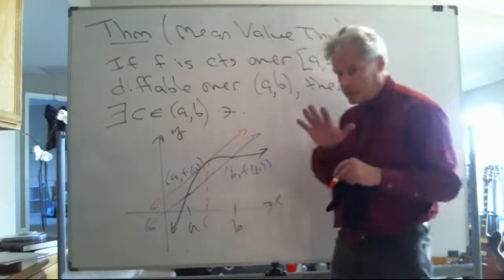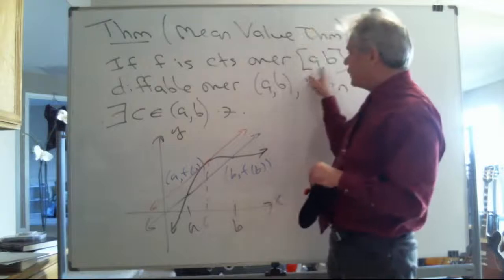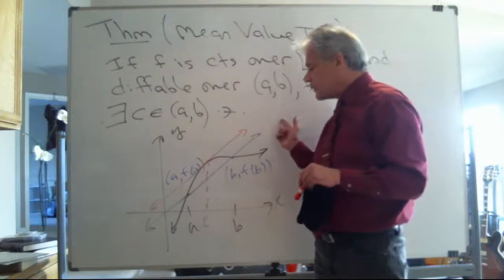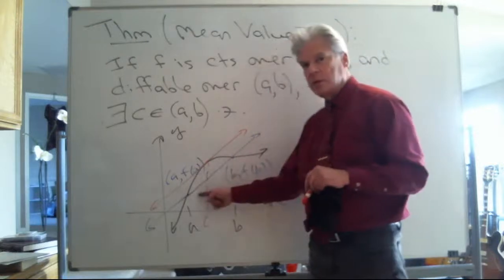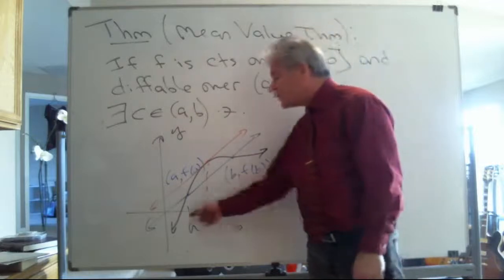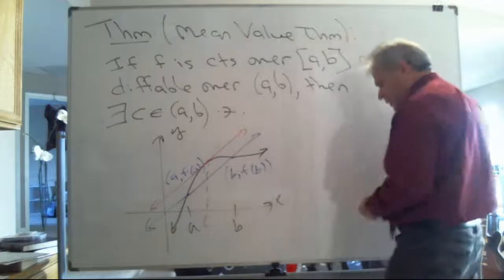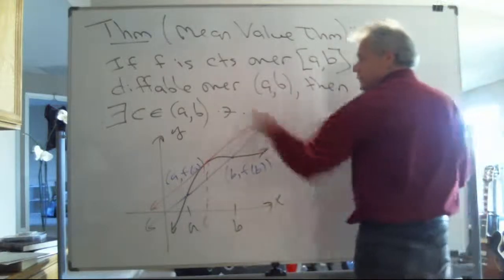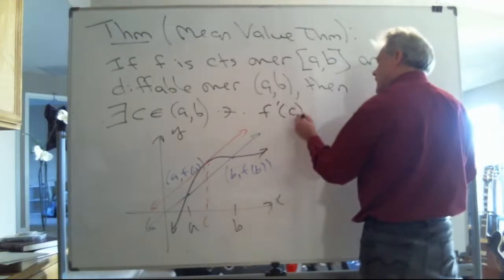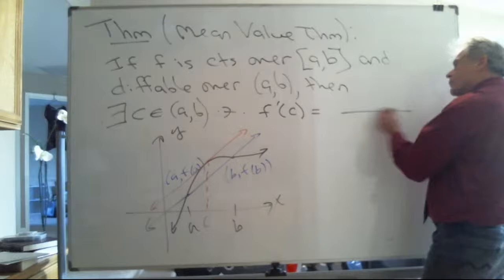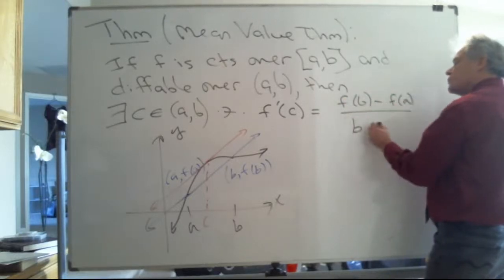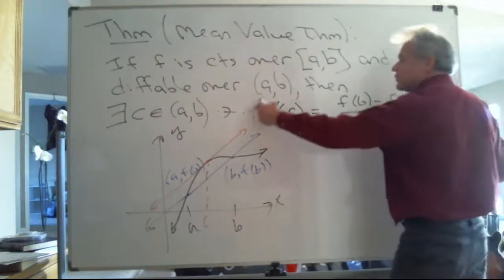I'll say it again in case I didn't say it very clearly. If I've got these two conditions being met, then I'm guaranteed that when you take a peek at the slope of the secant line passed through these two points, its value is going to be the same as the slope of the tangent line at some value of x between a and b. Or shall I say more symbolically, there exists a c between a and b strictly such that the slope of the tangent line there is indeed equal to the slope of the secant line passing through those two endpoints. Here's the conclusion of the mean value theorem.